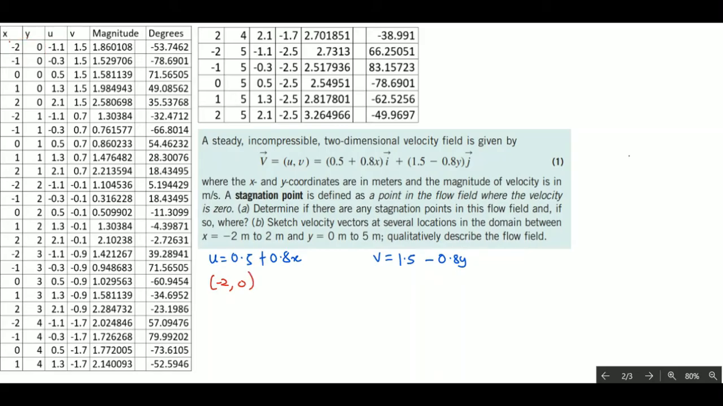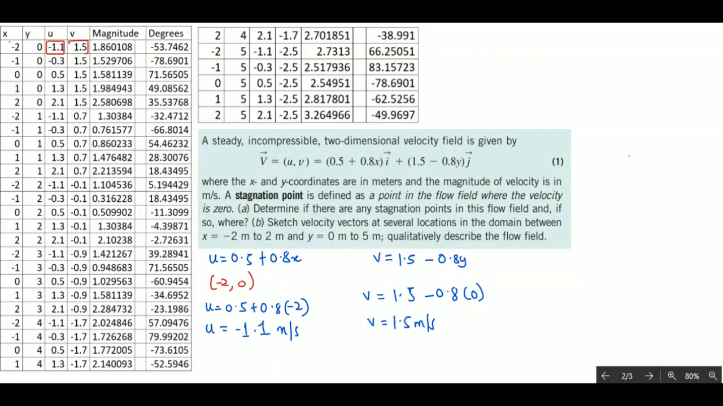If we do this, we are going to have u equal to 0.5 plus 0.8 multiplied by -2. This gives us u equal to -1.1 meters per second. Then for v we have 1.5 minus 0.8, and the y component in this case is 0, so just 0. So v is equal to 1.5 meters per second. If you look at the table, this is the u value, and this is the v value.